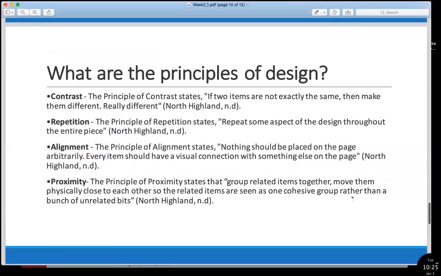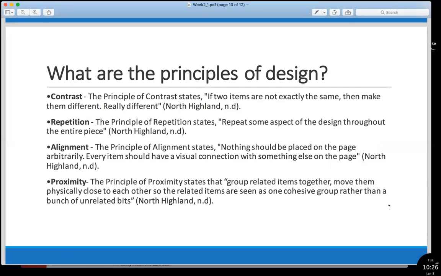So, back to here again. What are the principles of design? Well, first we have contrast. The principle of contrast states if two items are not exactly the same, then make them different, really different. Again, like I talked about, similar is generally your enemy. You want things to be the same or very different, repetition or contrast.